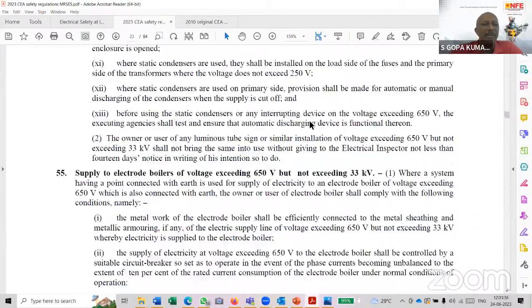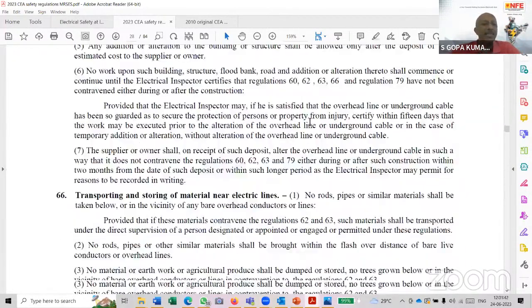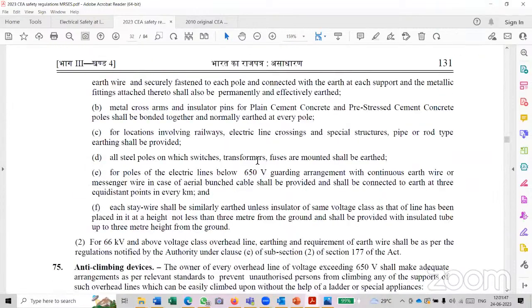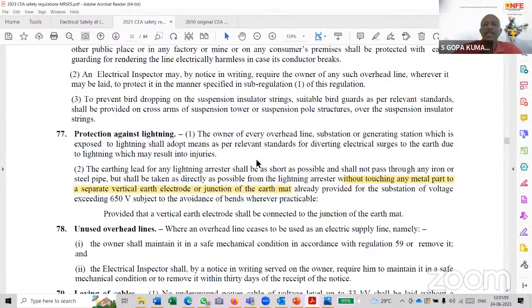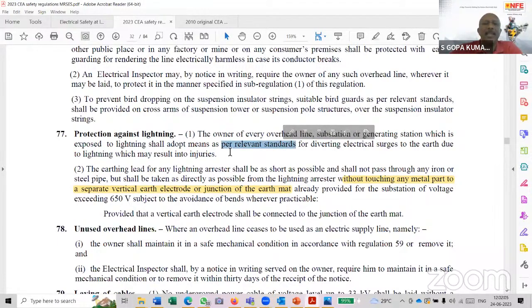Okay, now coming back to the questions, I have a small question about regulation number 77, which is the lightning arrestor. Let me scroll down to the regulation: protection against lightning. My question is to James Kutty, sir. If we look at the first paragraph of the regulation, the lightning arrestor shall be, this is applicable for more than 650 volt, that means an HT surge arrestor, as per the relevant standard, it has to be connected. Now in paragraph number 2, which is highlighted, without touching any metal part, to a separate vertical earth electrode or junction of the earth mat.